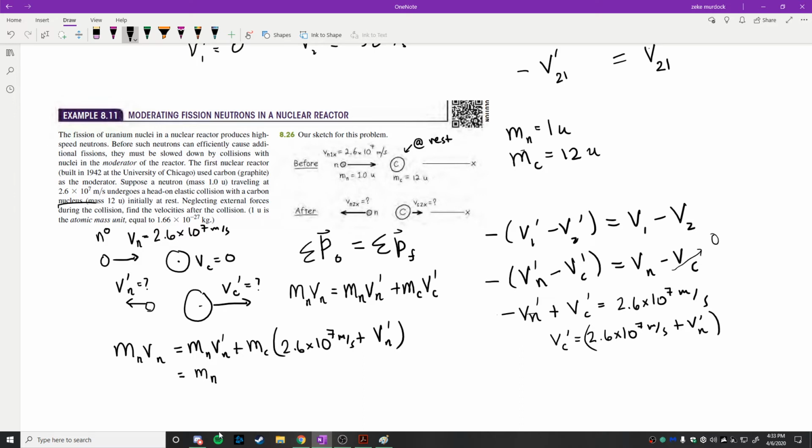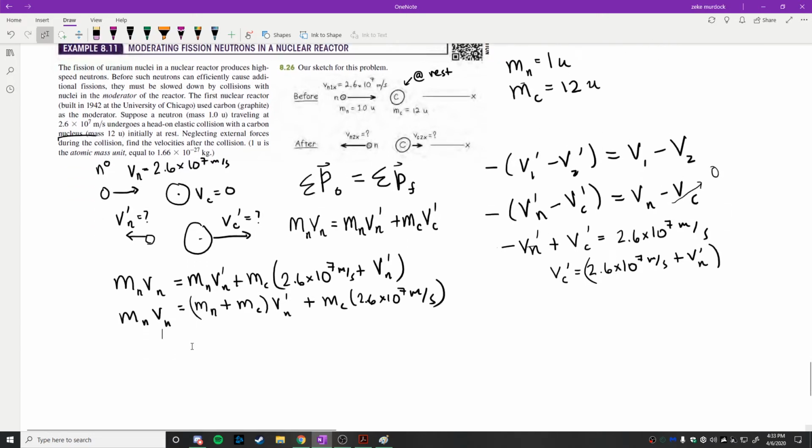Then we start to write out what we've got. So we can isolate Vn prime like this and distribute out the MC through here. And you get MC times 2.6 times 10 to the 7. That's a point right there. And then we can solve for Vn prime. Does it make sense what we're doing right here?